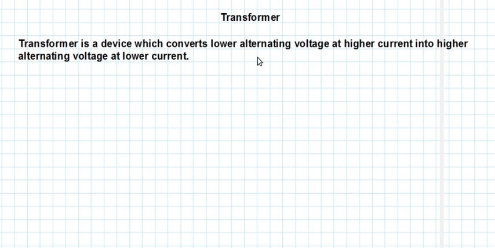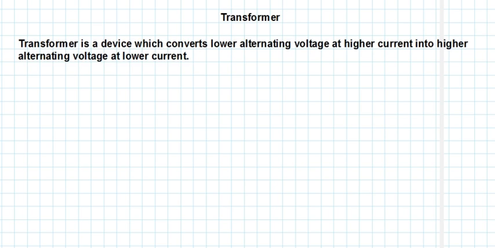This kind of relation between voltage and current is to keep the power constant, because we know power is equal to voltage into current. So a lower voltage at a higher current will be converted to a higher voltage at a lower current. So that is what is called a transformer.